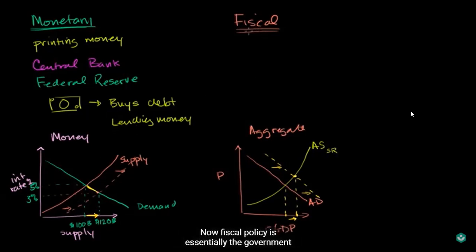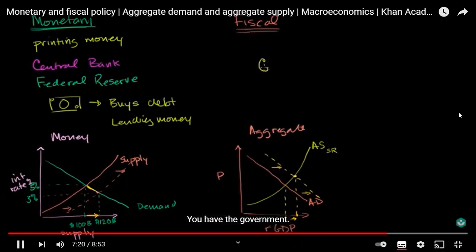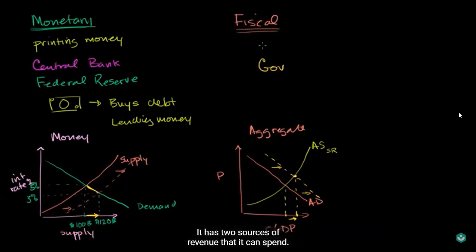Now, fiscal policy is essentially the government directly going out there and demanding goods and services from the economy. So you have the government. It has two sources of revenue that it can spend. It has money from taxes, it has tax revenue. And then it can go out and borrow money. So it also has access to debt markets. And when a government borrows money, they're essentially issuing treasury bills and treasury bonds, if you're talking about the US. If you were to buy those from the US government, you are essentially lending money to the government to finance their debt.